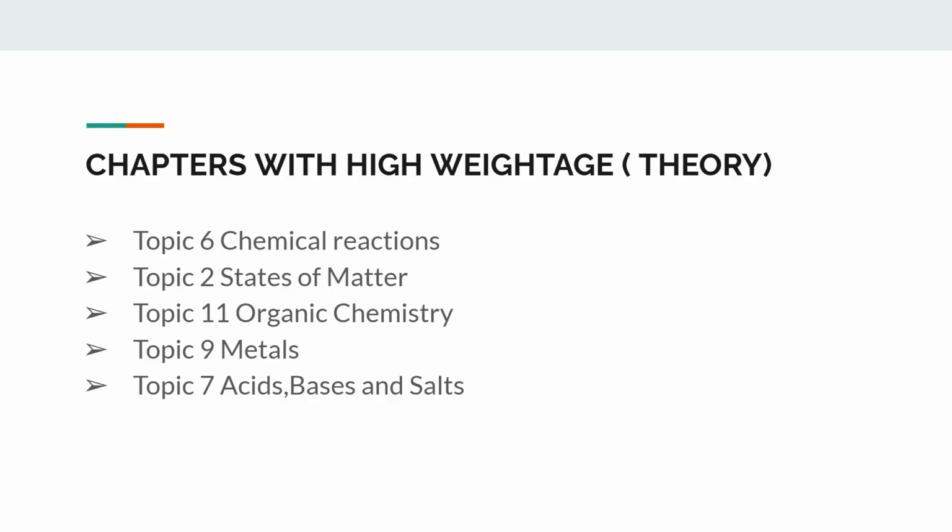Let's start with the chapters that carry the most marks in your theory paper. If you are low on time, you must master these 5 topics first. Topic 6, Chemical Reactions. This is the heart of the syllabus, covering rates, reversible reactions, and redox. Topic 2, States of Matter. It sounds simple, but the kinetic theory questions are frequent point scorers.